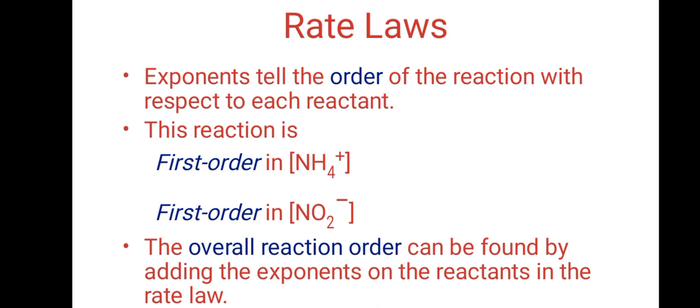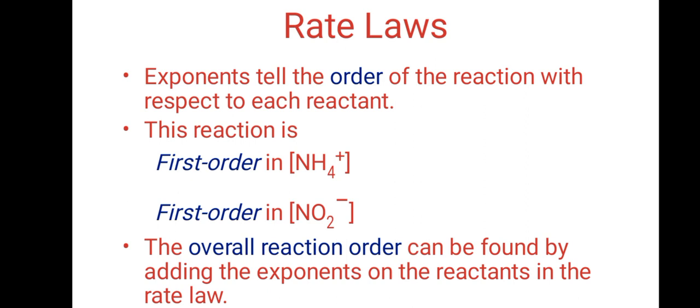Okay, so you cannot deduce a rate law without finding the exponents, because the exponents tell the order of the reaction. We call them the order of the reaction with respect to each reactant. So, for example, we can say this reaction is a first order reaction in ammonium ions if the exponent is 1. We say that it is first order in nitrogen dioxide if the exponent is 1. I'll be able to show you just how to come up with that in my next video. Okay, so the exponents tell us the order to which a particular substance belongs.